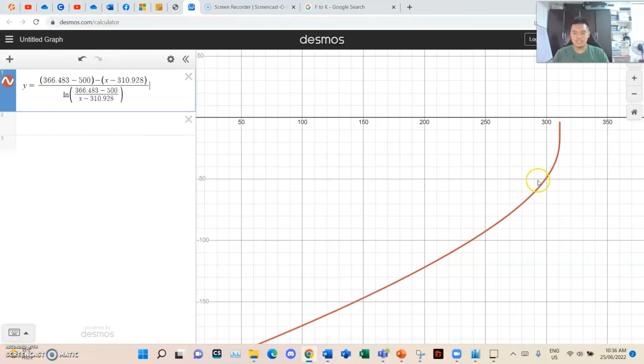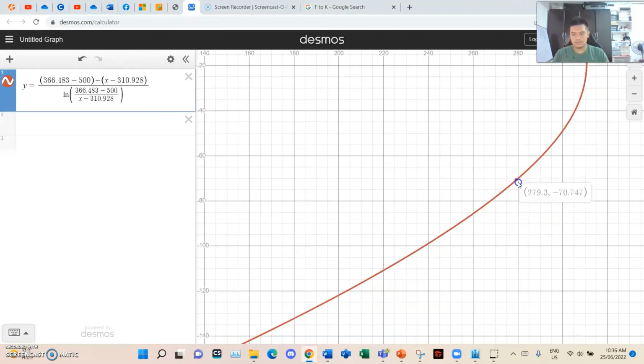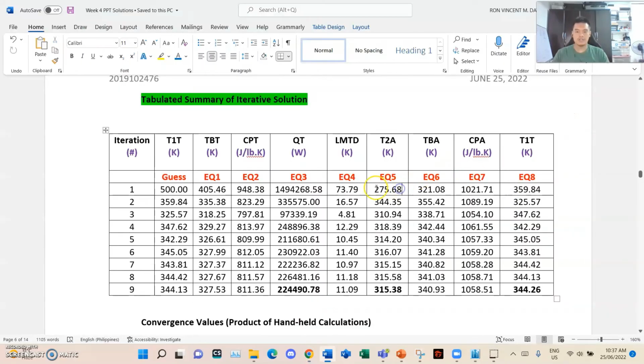So 73.79 is around 275.6. So here, that's how I got it used graphically.